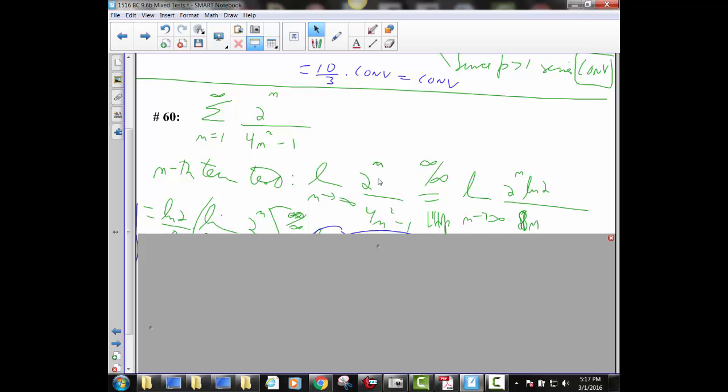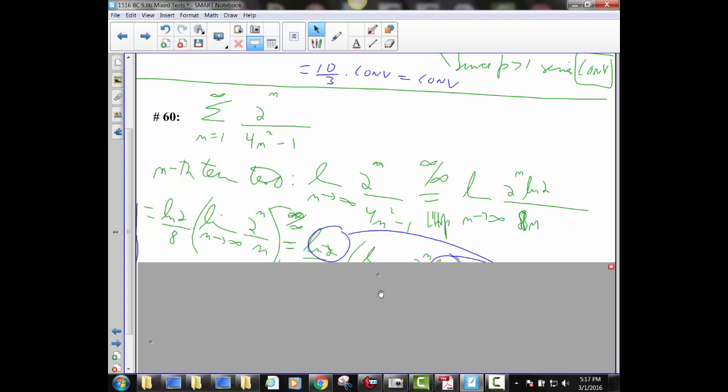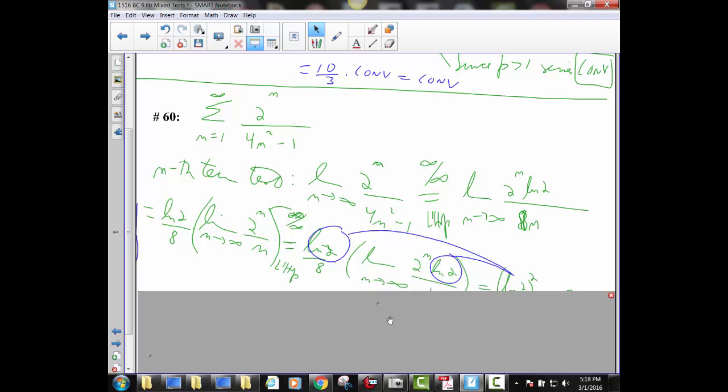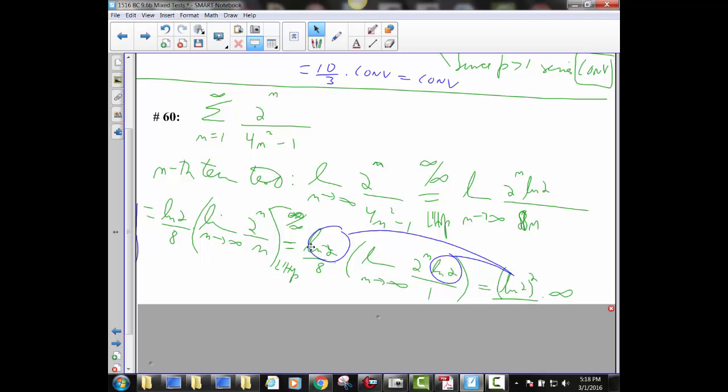We get to use L'Hopital's. Derivative is 2 to the n ln2 over 8n. I can pull out the ln2 over 8. I'm left with the limit as n goes to infinity of 2 to the n over n. Once again, that'll be infinity over infinity. And then I'll do L'Hopital's again. I'm leaving that ln2 over 8 on the outside.